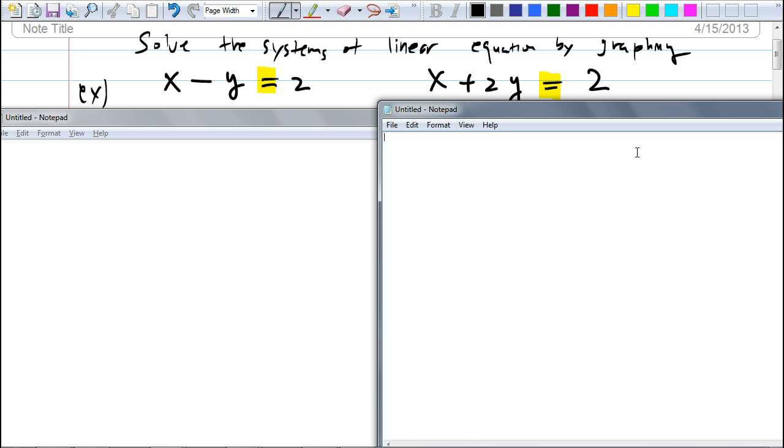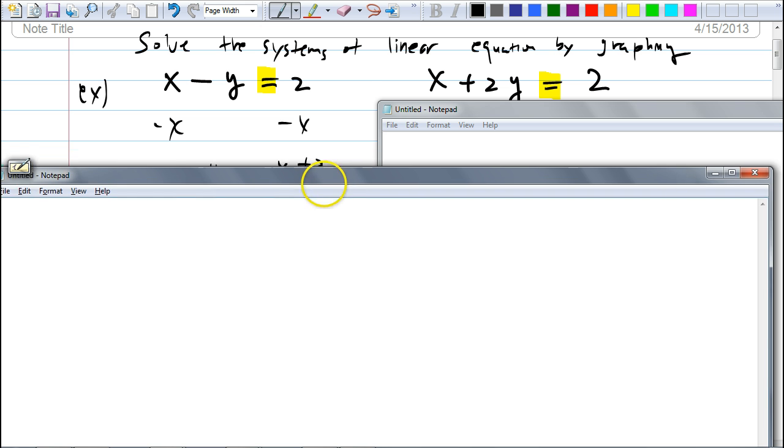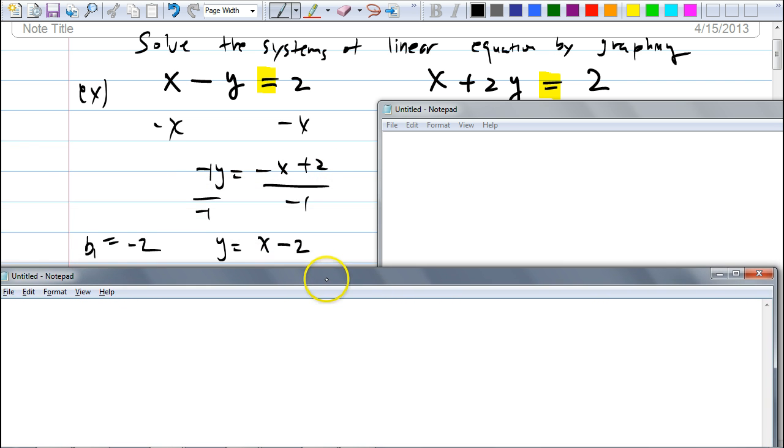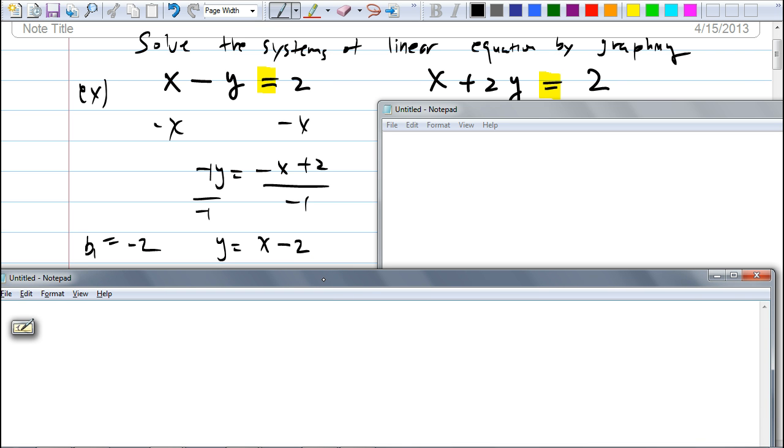Alright, so Tajwar, tell me what to do for the first equation so I can write this in slope intercept form and graph. You subtract the x. Yep. And then you divide by -1. Yeah, because it's -1y times this. Did you all get y equals x minus 2? What is the y-intercept? -2. I said b equals -2.